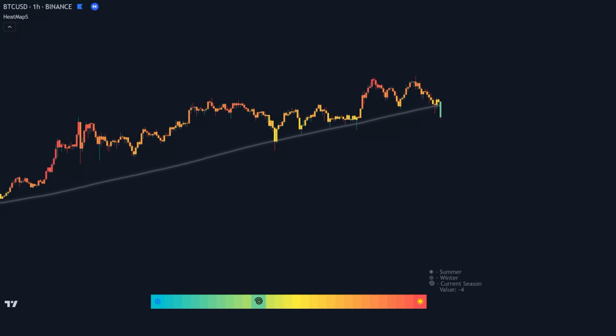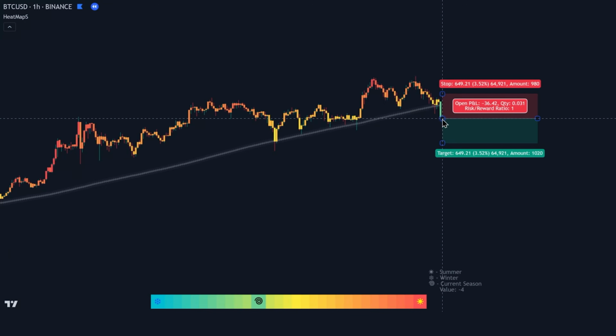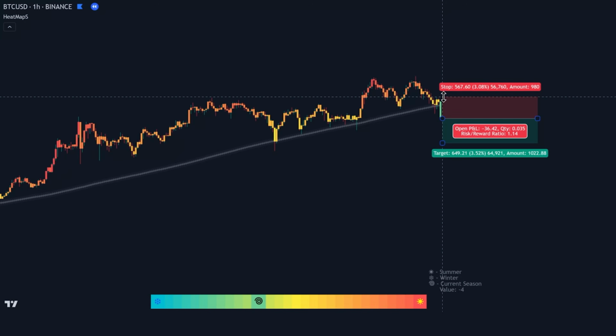The best entry point for this trade is after the price breaks below the regression line, confirming the start of the downtrend. This transition aligns with the heat map's shift from orange and yellow to cooler shades, reinforcing the bearish setup. To manage risk, the stop loss is placed just above the regression line and the most recent swing high. This protects against any false breakouts back into the summer phase.